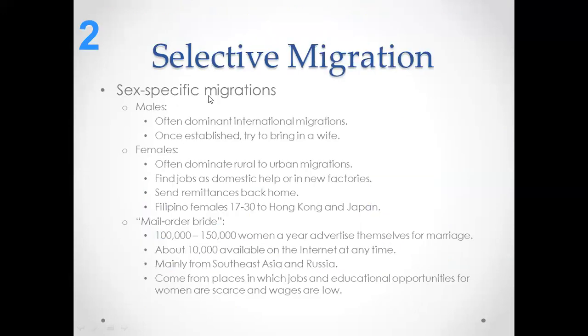In terms of sex-specific migration, males often dominate international migration. Why? They are not as vulnerable to threats, because they can defend themselves anytime. Once established in the state where they are working, later on they try to bring in their wives. Women, on the other hand, often dominate rural to urban migration. They come from rural areas and move to urban areas.